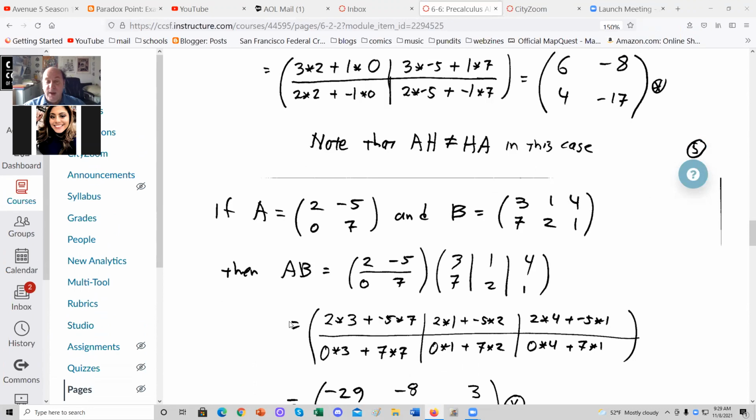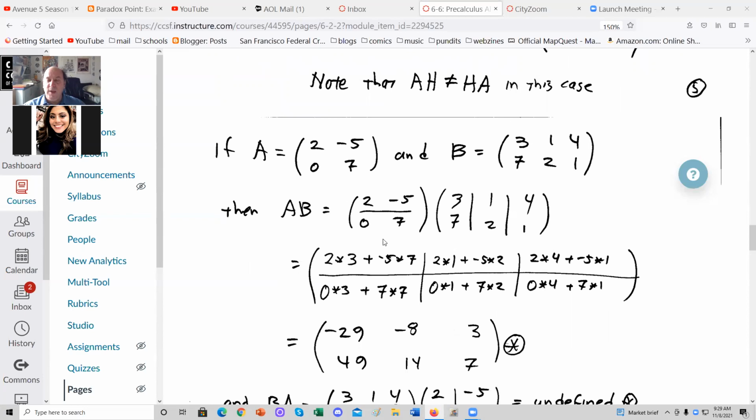Here we have A is [2, -5; 0, 7], and B is [3, 1, 4; 7, 2, 1]. A is 2 by 2, and B is 2 by 3. It matches up if you do A times B: the number of columns for A equals the number of rows for B, so it matches up. Divide up A by rows and B by columns.